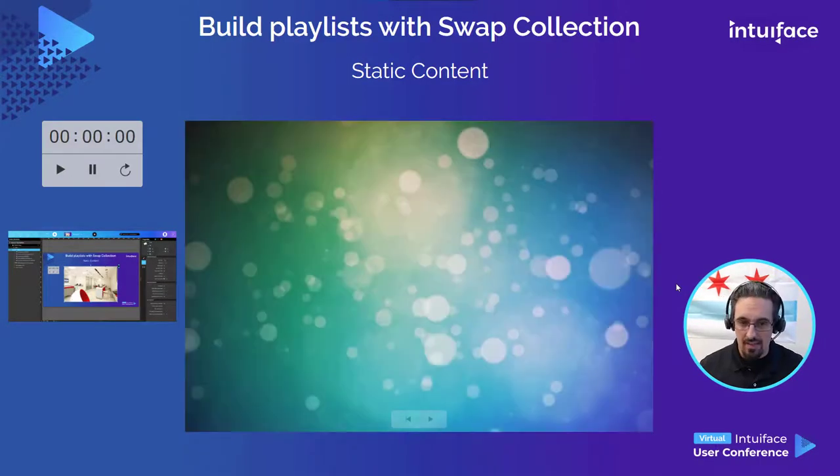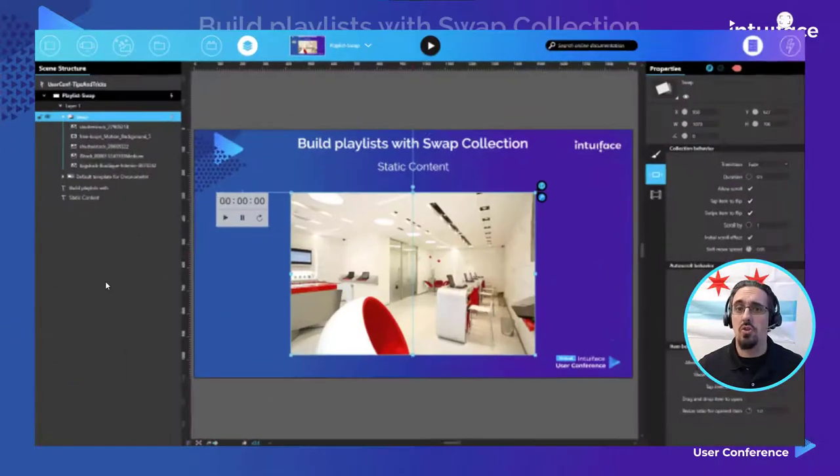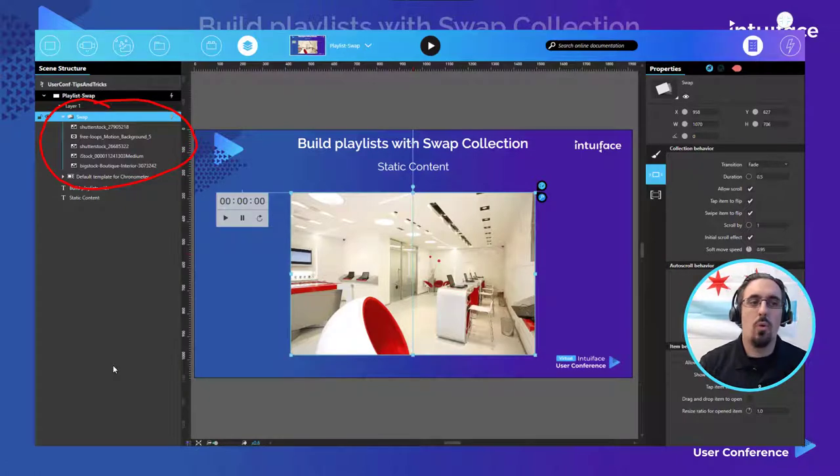So let's have a look at this scene structure here. You will see here on the left, we do have our swap collection with one image first, then we have a video, and then 3 images. So basically, just create a swap collection, drag and drop your media, and you're good to go.